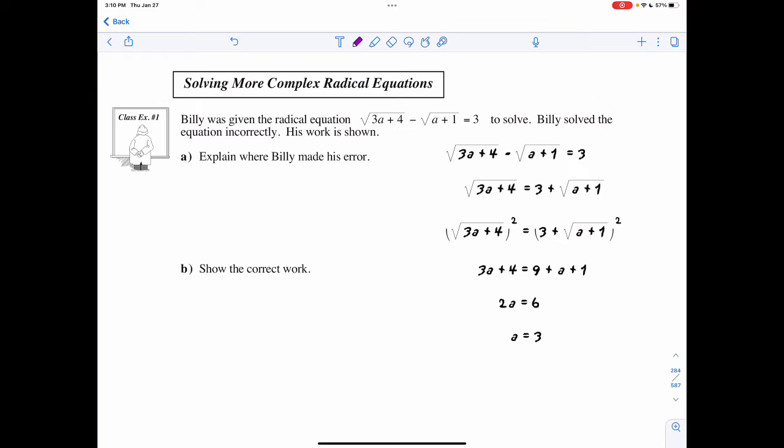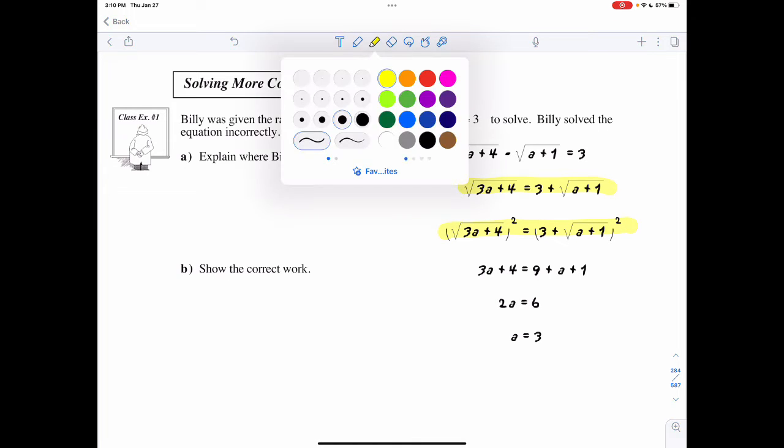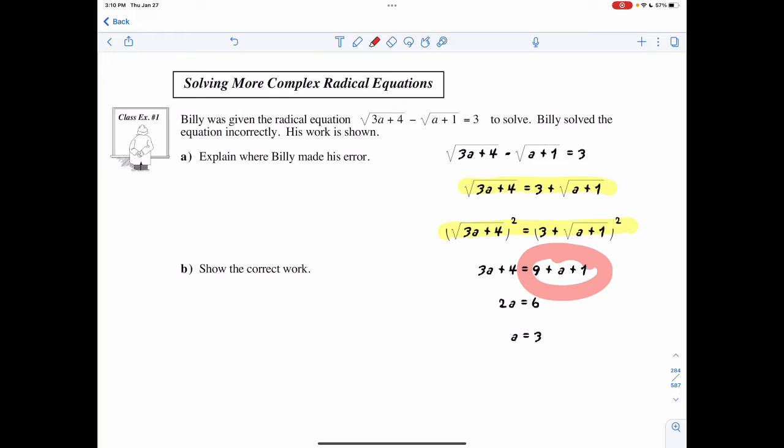Well, Billy made the most common error that exists when solving these types of problems. He isolated one of the radicals, which makes sense. He said that he squared both sides, which makes sense. But then suddenly, that is not what 3 plus the square root of a plus 1 is.